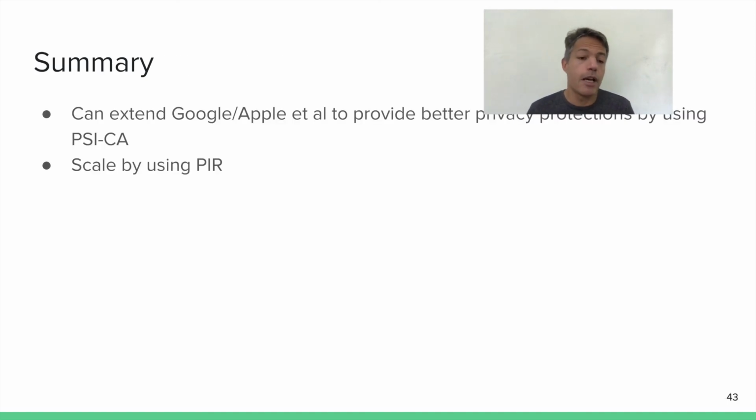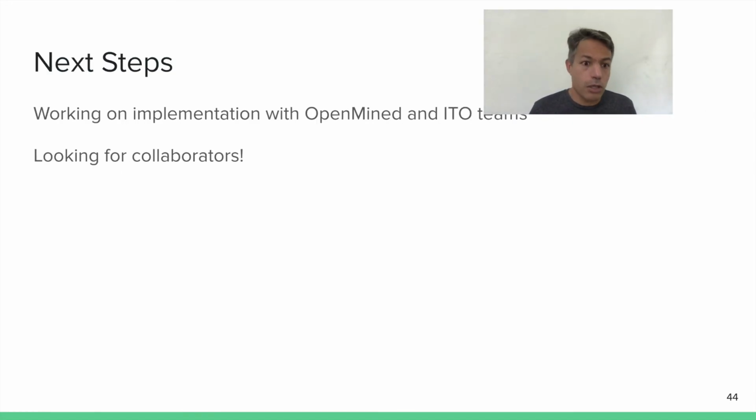So in summary, we can extend the Google Apple model to provide better privacy protection by using PSI-CA, and we use PIR to scale this up. We're currently working on an implementation with OpenMined and the Ito teams, and we're looking forward to any possible collaborations. So if you see any opportunities there, please feel free to contact me. I would love to talk about any collaborations.